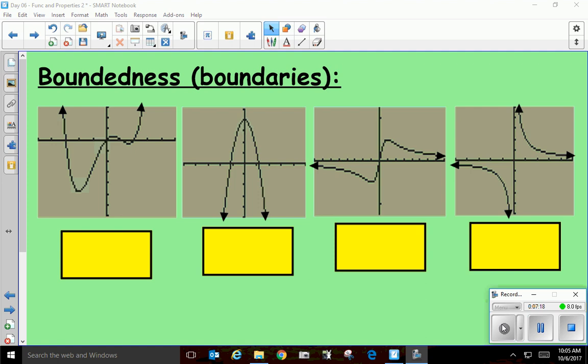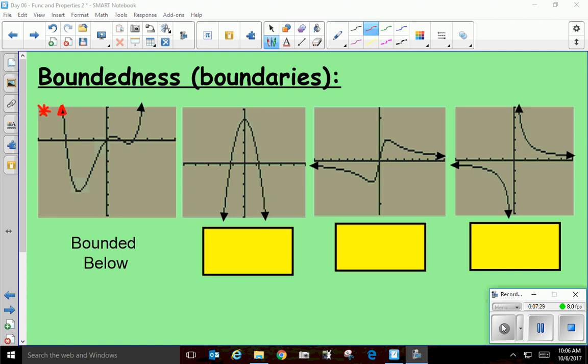Because we're going to describe this graph on the left here. This one right here. How is that bounded? Well, that is bounded below. Why do I say that? This goes up forever. There is no boundary here. That goes up forever. Here is the absolute low point, okay? It doesn't go any further below than that little imaginary line that I just drew there in red. So there's a boundary below, isn't there? So that's why we call this graph bounded below.